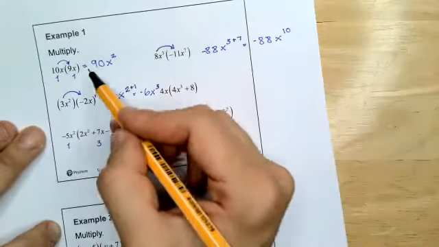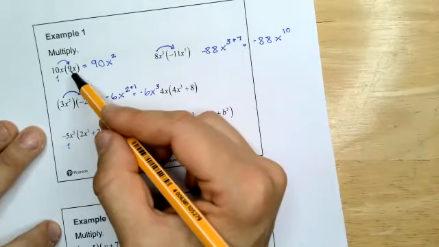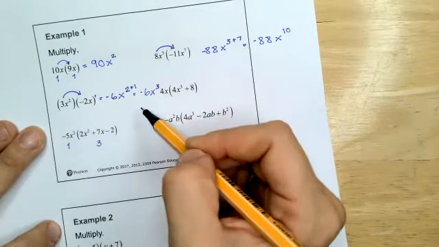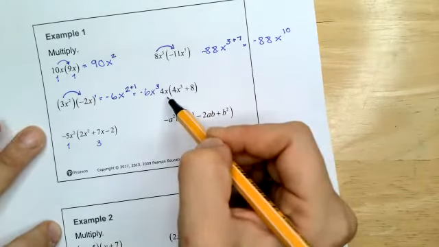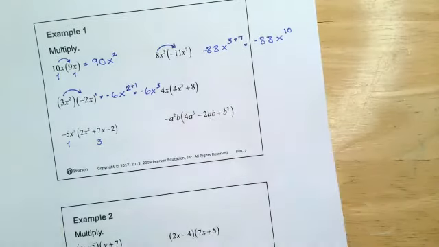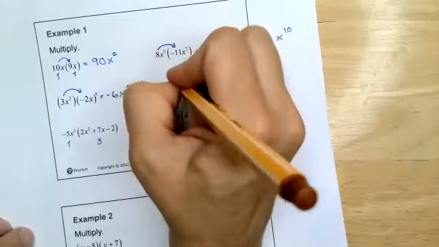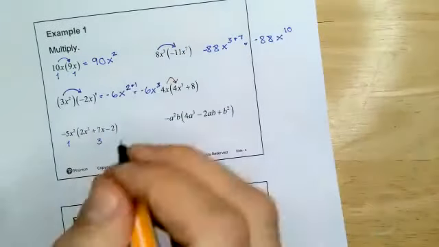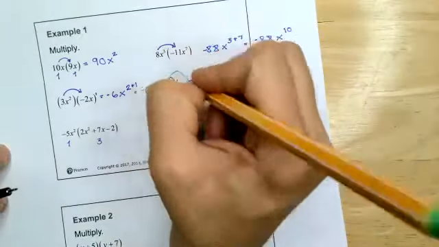Those were all monomial times a monomial examples. Now we're moving on to a monomial times a binomial. Good. So you're going to take that 4x, you're going to distribute it to 4x cubed and to 8.